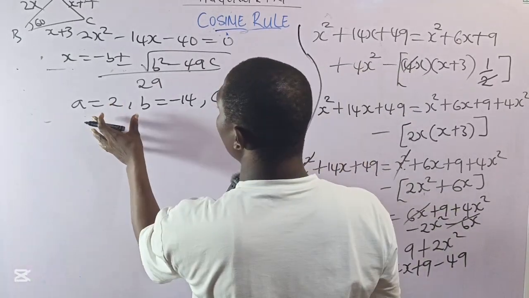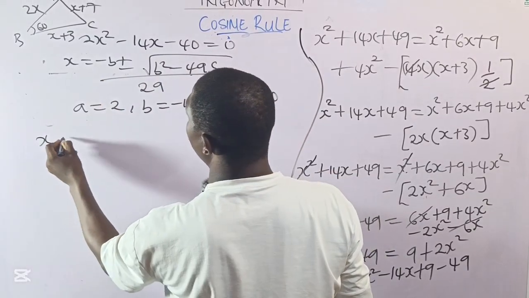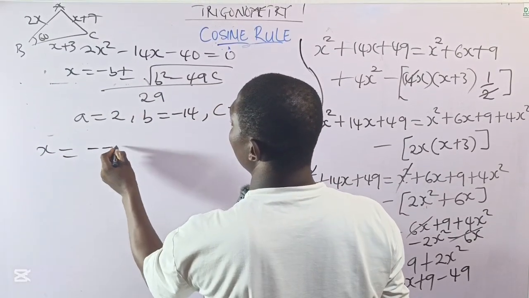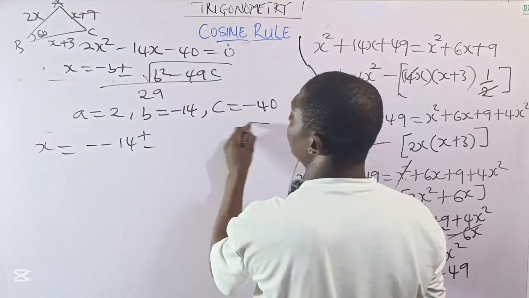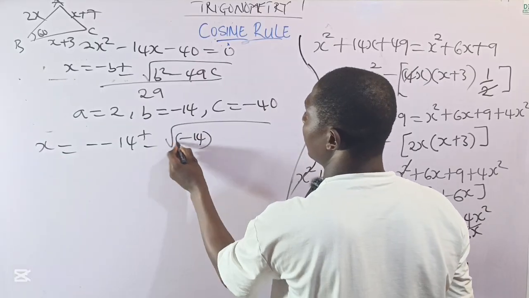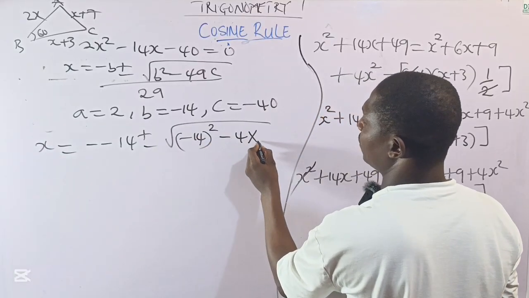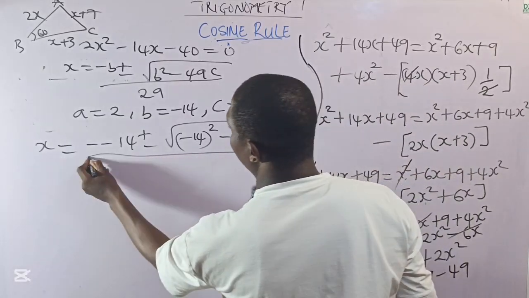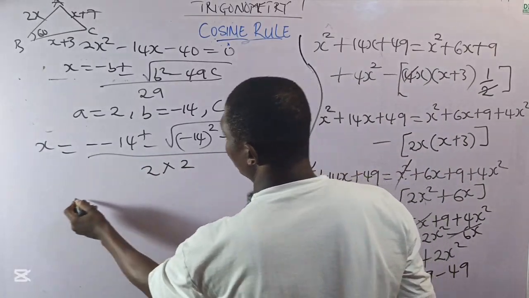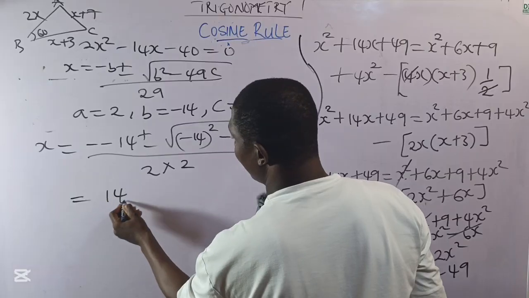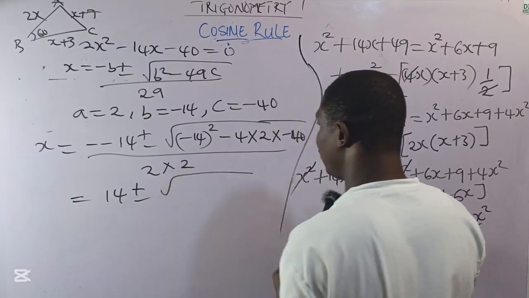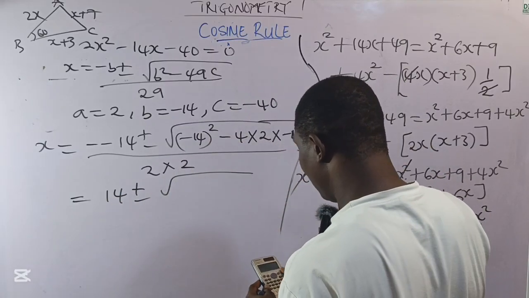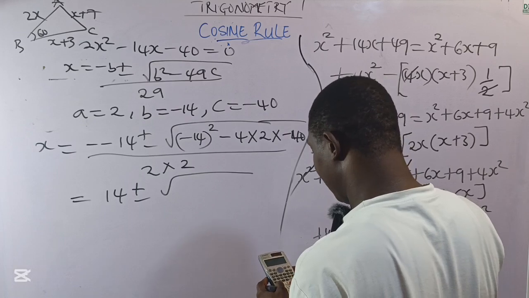So having this, I'll put my values into this equation. I have x equals minus, what? Minus 14, plus or minus the square root of minus 14 in brackets squared, minus 4 times the value of a, 2, times c, minus what? 40, all over 2 times the value of a, 2, and minus is plus. So I have 14 plus or minus 14 squared. Since the power is even, the value will be what? Positive.